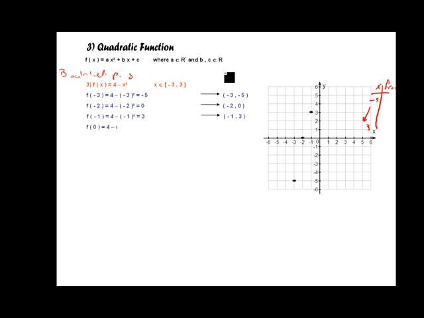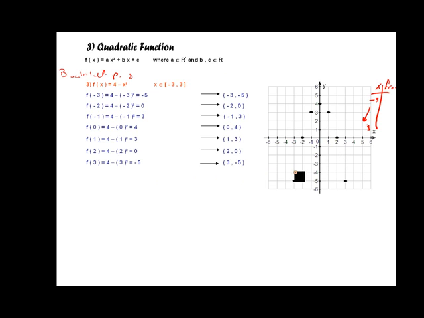Okay, we have f of 0, and the ordered pair is (0, 4). We have f of 1, which gives (1, 3). We have f of 2, which gives (2, 0). And finally, f of 3, which is -5, and the ordered pair is (3, -5).